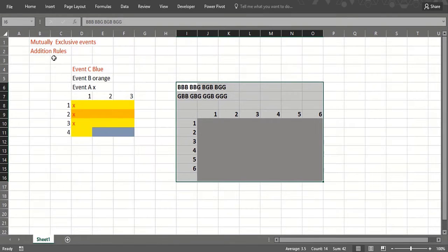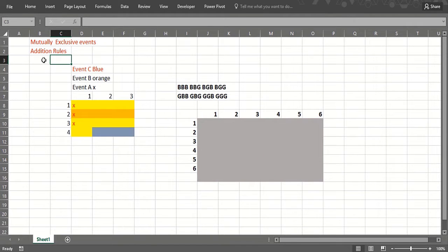In this video, we want to talk about two important concepts in probability: mutually exclusive events and the addition rule for probability. So what do we mean when we say two events are mutually exclusive? Basically, they're mutually exclusive if they can't happen at the same time. So let's look at some examples. Basically, if the occurrence of one precludes the occurrence of the other.